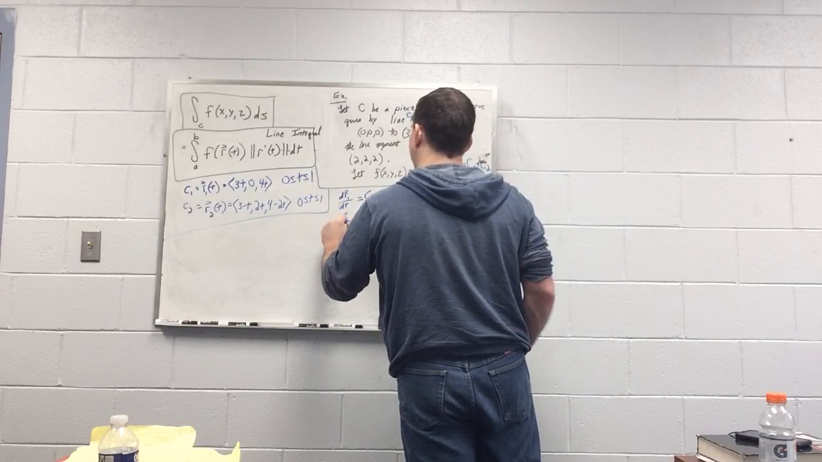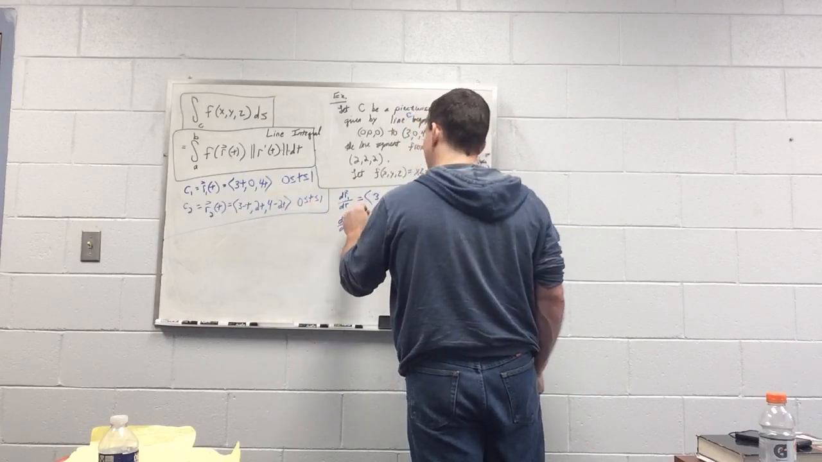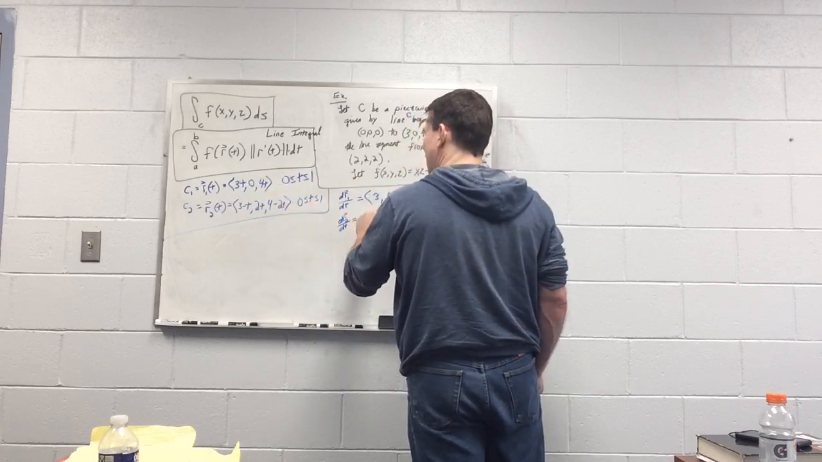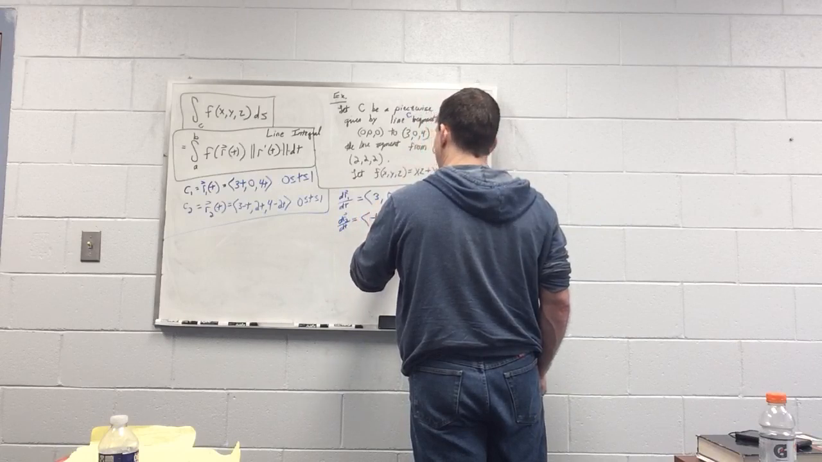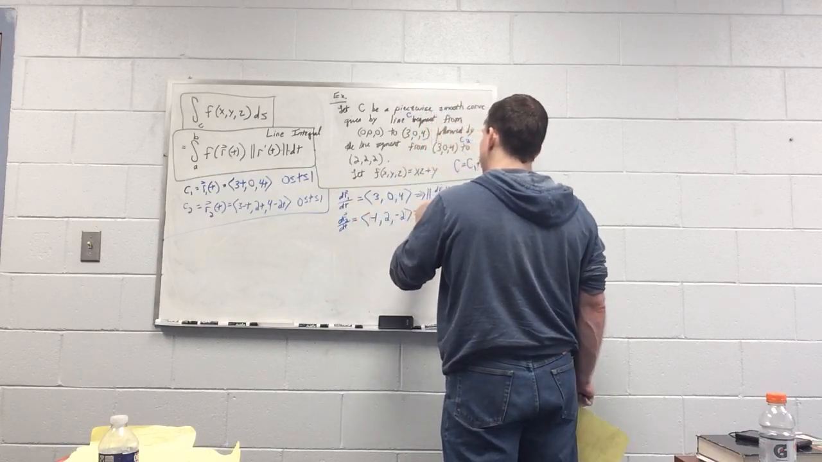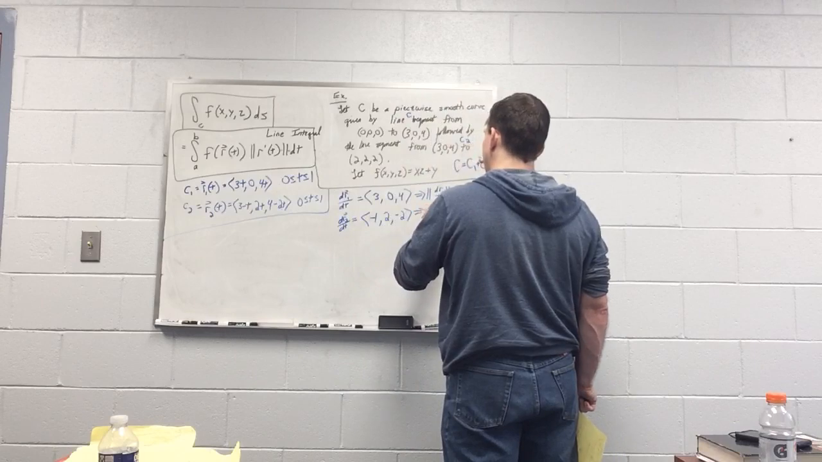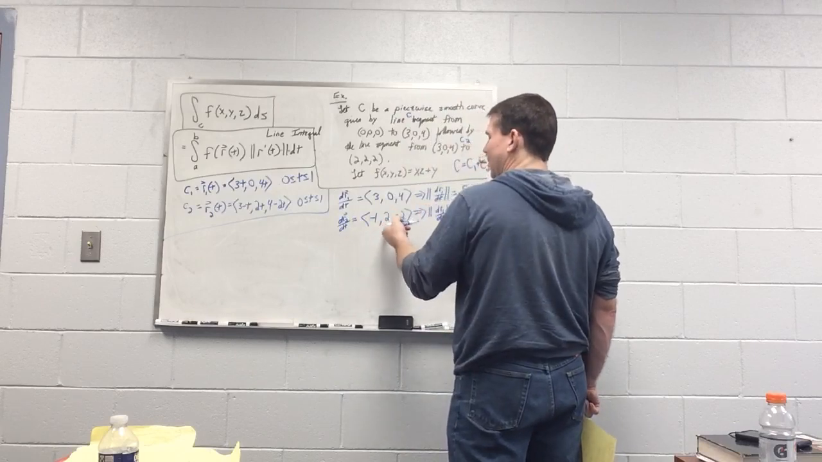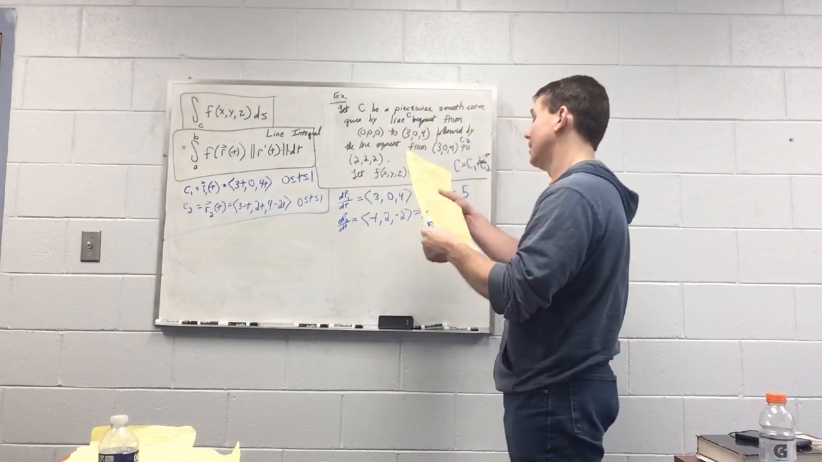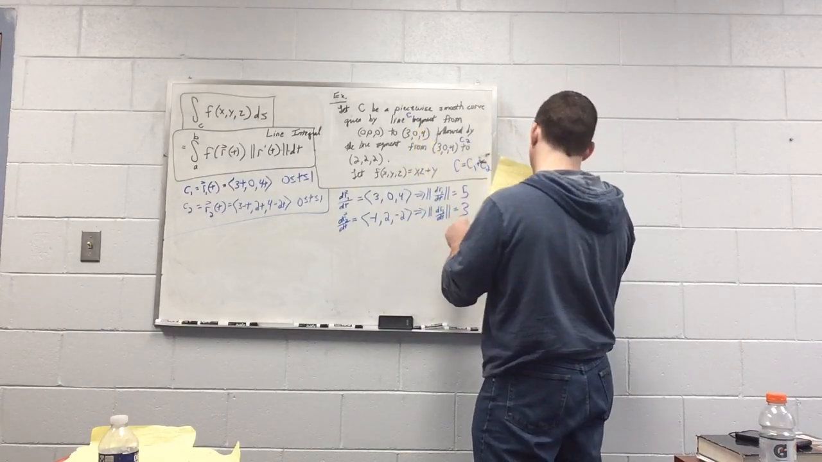And then my second derivative for that one is ⟨-1, 2, -2⟩. So then my magnitude would equal the square root of 1 plus 4 plus 4. That's 9. That's 3 right there. Good, and everything checks out.